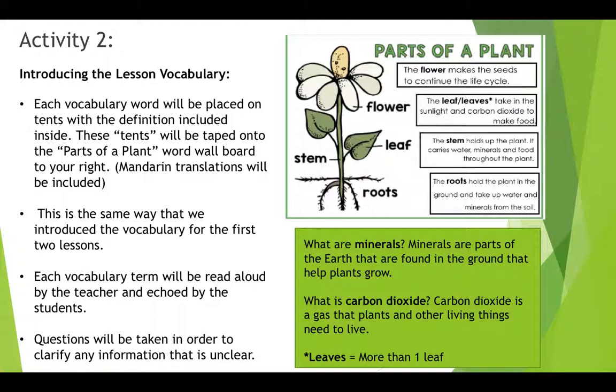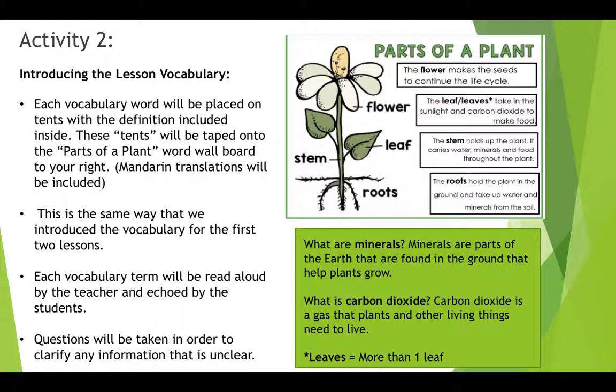Activity 2. This is the part of the lesson where we will be introducing the key vocabulary terms for this specific lesson. As you can see in the picture, we will be focusing on the parts of the plant, which are the flower, the leaf and leaves, the stem, and the roots. We'll be sure to speak in a clear voice, going slowly through each definition, and then we will have the students orally repeat the definition as a class.